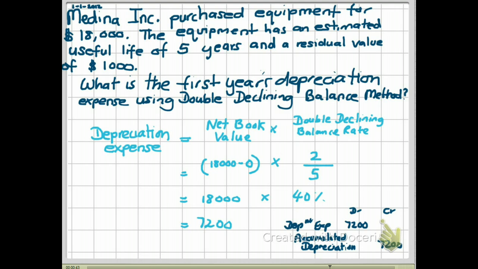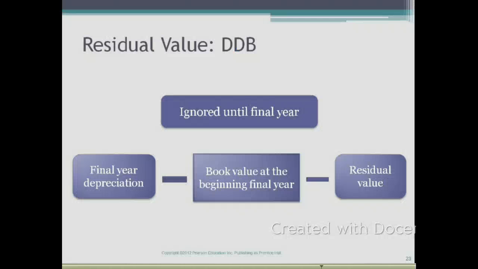So, what happened to the residual value of the asset? Whenever you're using the double declining balance method, you do not use the residual value in the first year. You ignore the residual value until the last year of the asset's life. Again, you ignore the residual value until the very last year, which is year 5. The residual value comes into effect on your last year. In that example we did, it was the 5th year.